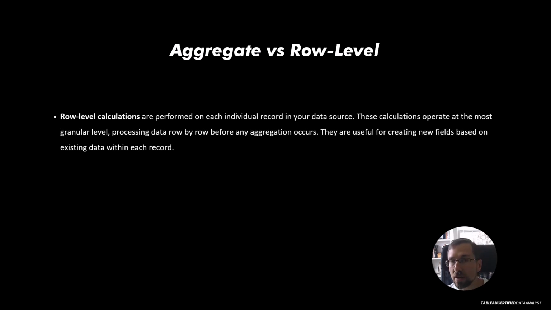So row level calculations are performed on individual record level in your source data. And so they're essentially adding another column to your source data set so that row by row, you're adding that extra column, right? So it's like in Excel, if you have a table of data and you add a calculated column, it's the same thing in Tableau. For each value, for each row in your data set, you're adding another column with data. And so you're doing that before any aggregation occurs. So it's like creating a new field in your data set based on the existing fields.